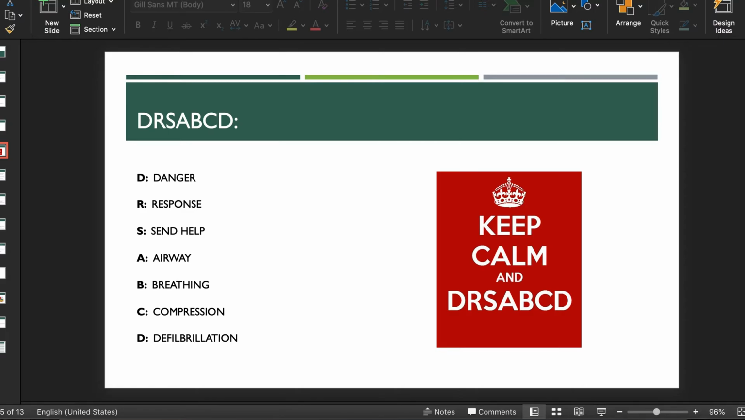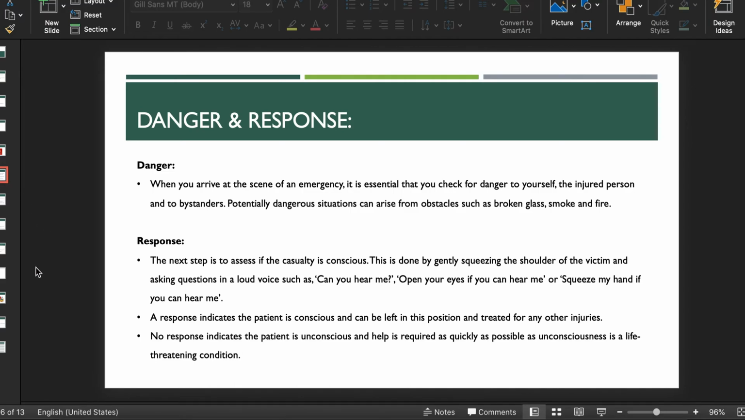Doctors ABCD. DRS ABCD. And each of those letters is in a specific order, and each of the letters stands for something you need to do. So D is danger, R is response, S is to send for help, A is airways, B is breathing, C is compression, and D is defibrillation. Now let's go through each of these. Danger and response, the doctor part.